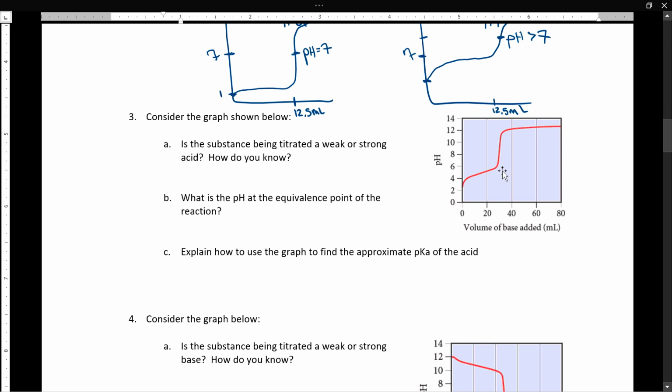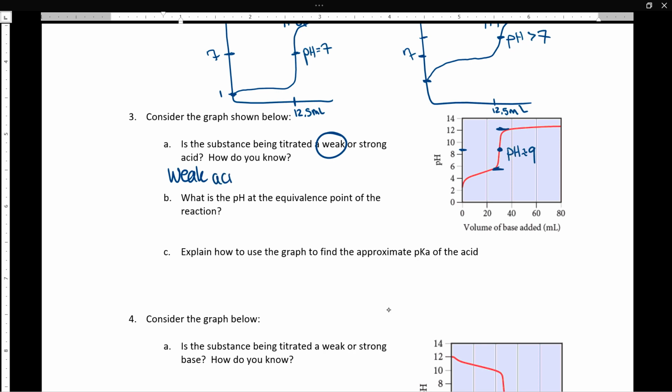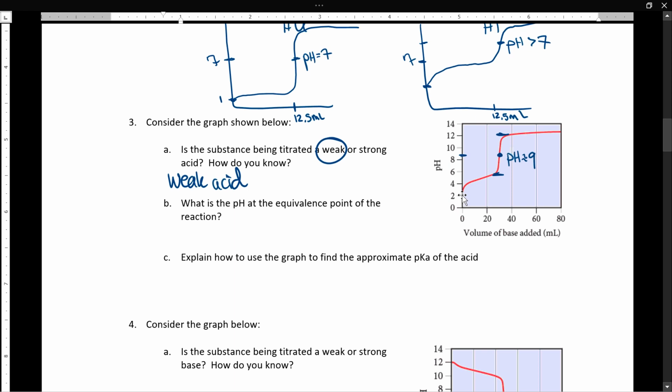The question here is, is it a strong or weak acid? One way to spot it is to look at the equivalence point and see what the pH is. So that's the equivalence point. It's kind of like the halfway of this vertical region here. And I'm going to estimate the pH is around 9 at equivalence. So that tells me that it is a weak acid, because weak acids have a high pH at equivalence because you will form the conjugate base. That's because the product is going to be a weak base.